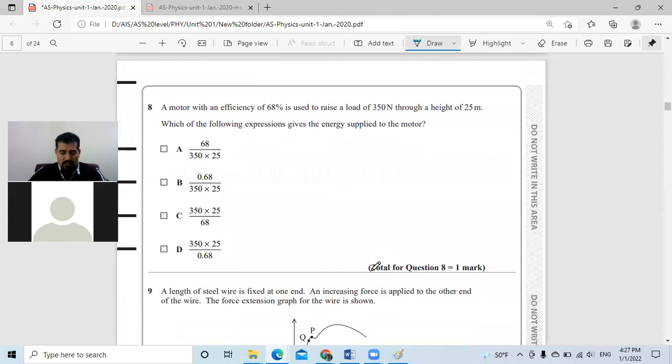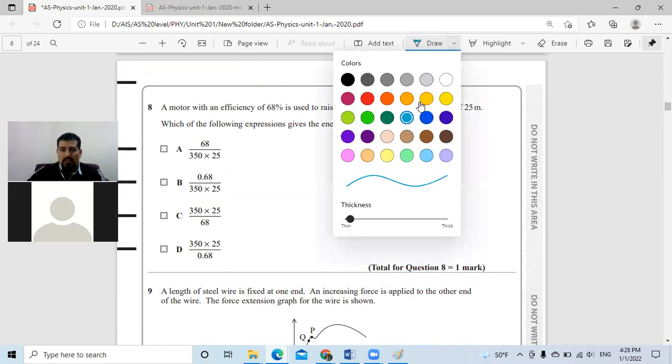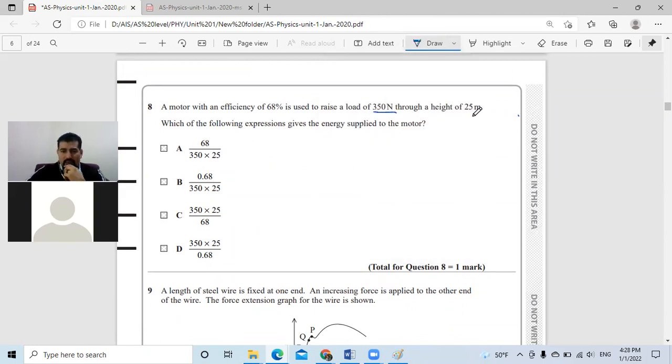Okay. Question number 8, what do they ask? A motor is 68% efficient, used to raise a load of 350 Newton to a height of 25. Which of the following gives the expression of the energy supplied? That means the energy input.